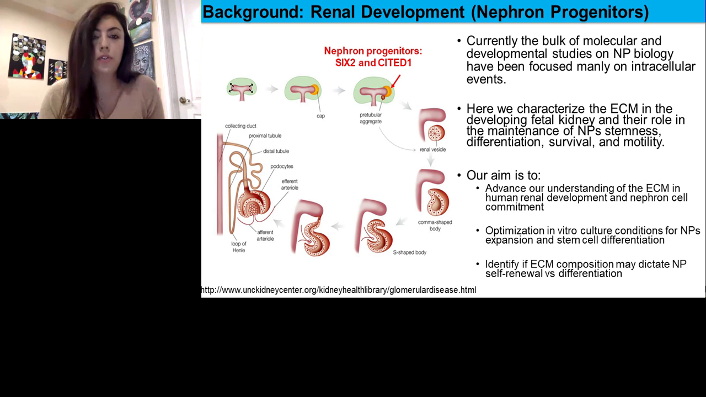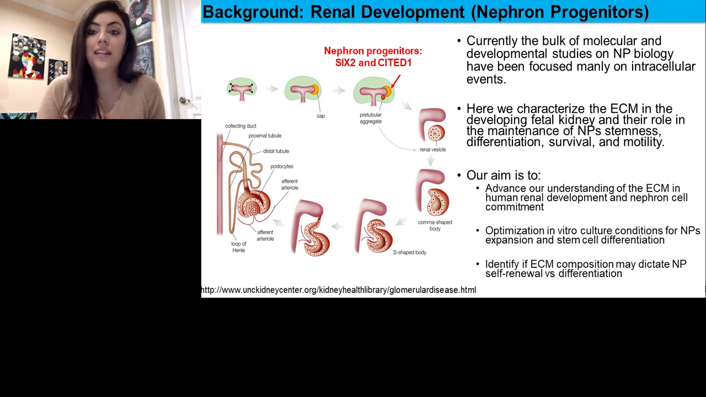So what we wanted to do is look into the nephron progenitors. The nephron progenitors actually give rise to the full mature nephron. They're identifiable by transcription factors SIX2 and CITED1, shown in the red arrow. They're found within the cap mesenchyme, and they interact with the ureteric bud. And over time, they are induced to differentiate. They make developing structures such as the renal vesicle, comma-shaped, and S-shaped body, and they eventually form the full mature nephron.